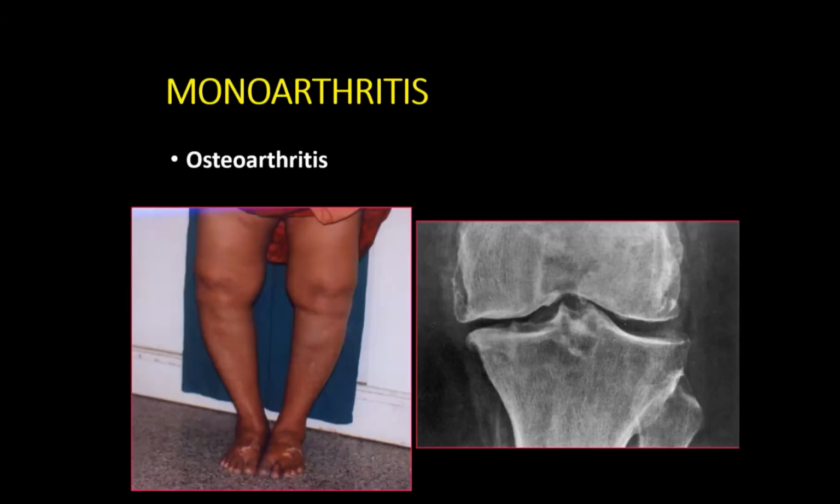Osteoarthritis, I don't think I need to speak about it. But one important point in osteoarthritis is that it has now become the talk of the day. They're trying to find out drugs which can actually cause cartilage regeneration.